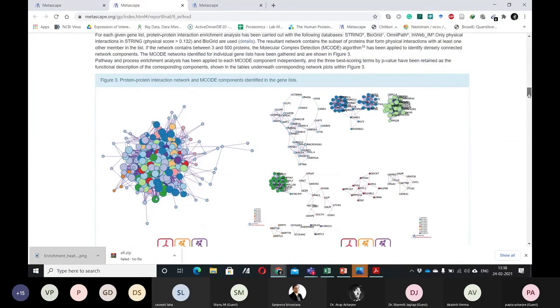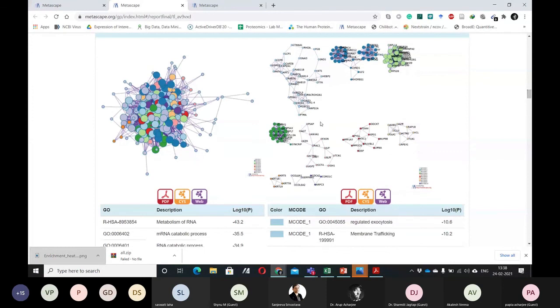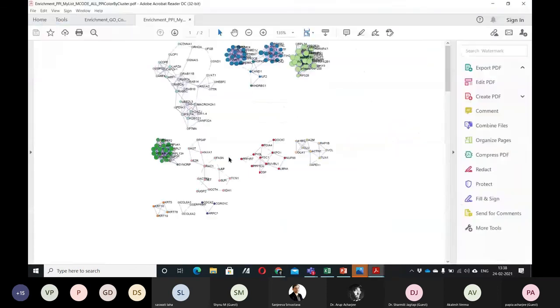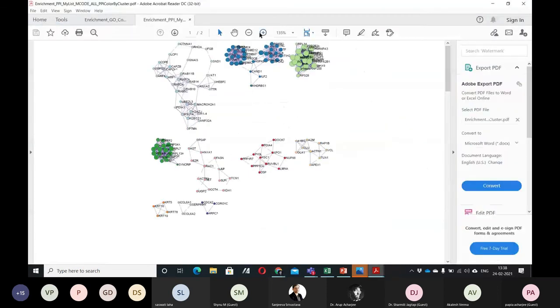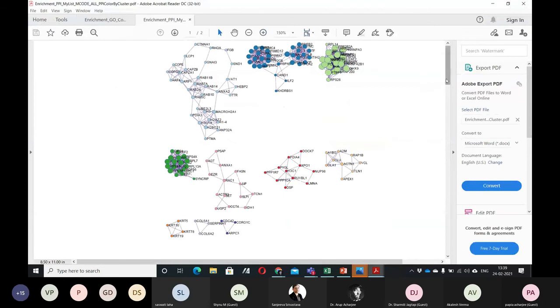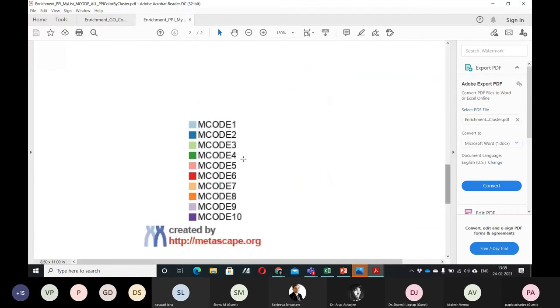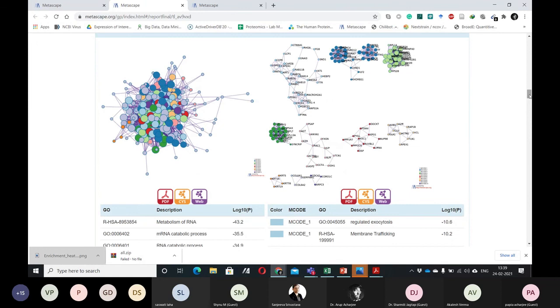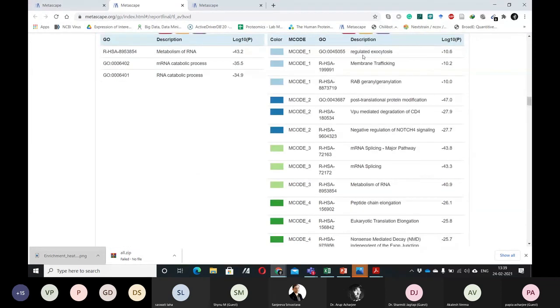Next you get the protein-protein interaction network. All you need to do is again click on PDF, download, open, and you would get a wonderful description of how the proteins are interacting, who the protein interactors are, which are your pathways, and it will give you the MCODE variant. I will come to the MCODE. So you see MCODE 1 is regulated exocytosis.